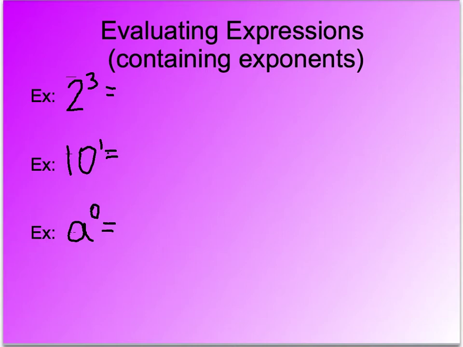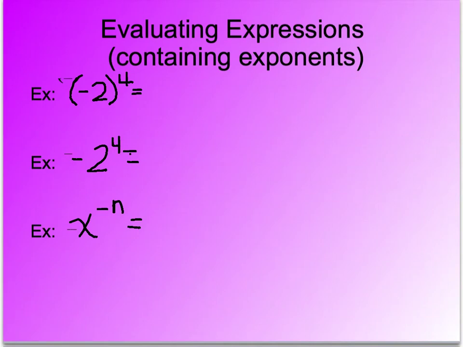So exponents are just another way for us to represent repeated multiplication. So 2 to the third power is actually 2 times 2 times 2, which is equal to 8. Anything raised to the power of 1 is equal to that thing, whether it be a variable or a number. So 10 to the first is equal to 10. If I had x to the first, it would be equal to x. And the last one here on this slide, a to the 0: anything to the power of 0 is equal to 1, letter or number.